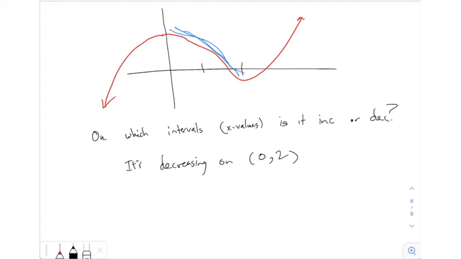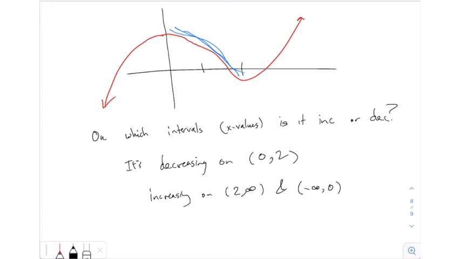And where is it increasing? Well, it's increasing everywhere else. So to the right side, I would say from 2 to infinity. Increasing on the interval from 2 to infinity. And also on the left side, I would write that as minus infinity to 0. That's the two sides on the ends.